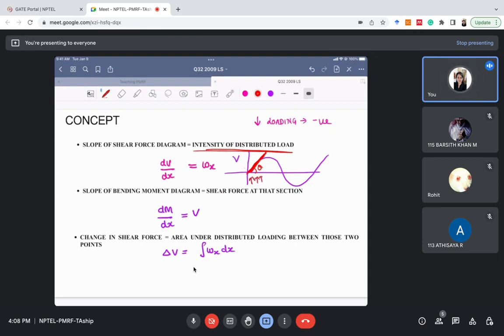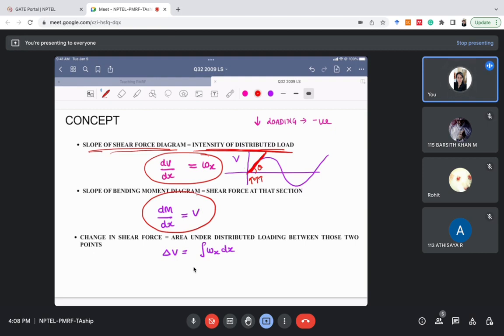Okay, so the slope of the shear force diagram is equal to the intensity of the distributed load. So please remember this formula. I'll tell you how to implement this while we solve the problem. So dV by dx, that is the slope of the shear force diagram, is equal to the intensity of the distributed loading. The second point is the slope of the bending moment diagram is equal to the shear force at that section. I hope these things are already known to you, but just remember it and we'll see how we can implement this in the problem. So the slope of the bending moment diagram is equal to the shear force at that section.